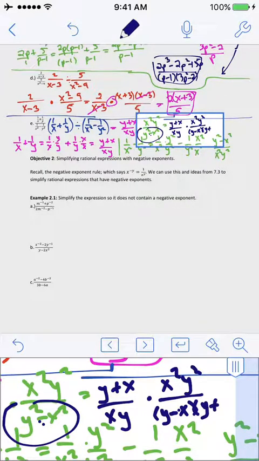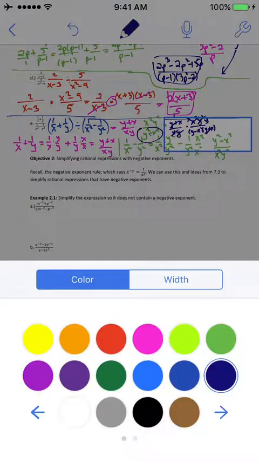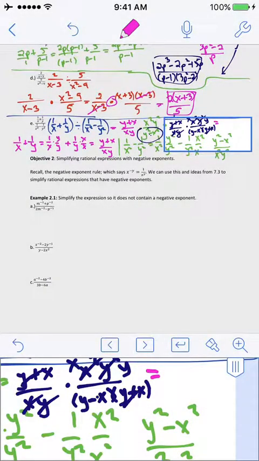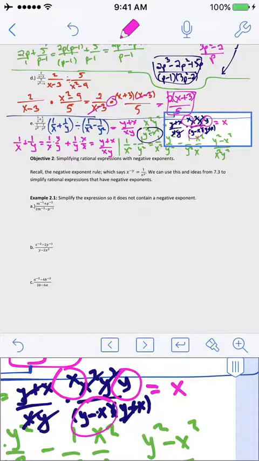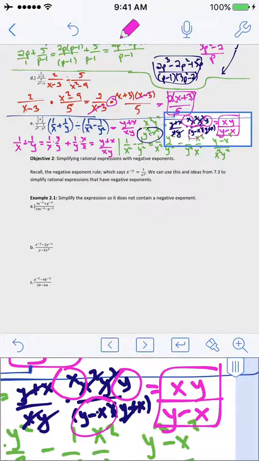y plus x. And those two guys cancel. Those two guys are going to cancel, leave me with an x up here. Those two guys are going to cancel, leave me with y up here. My final answer is going to be xy over y minus x. Fabulous.